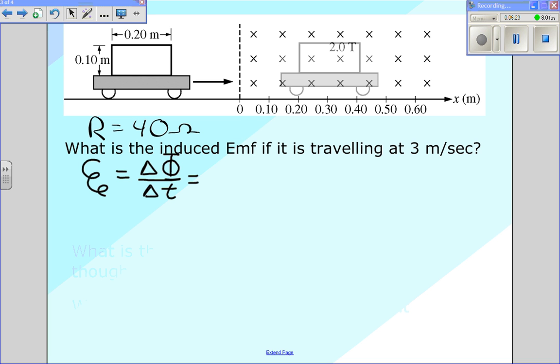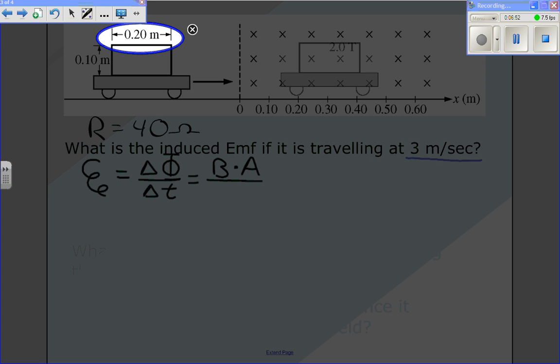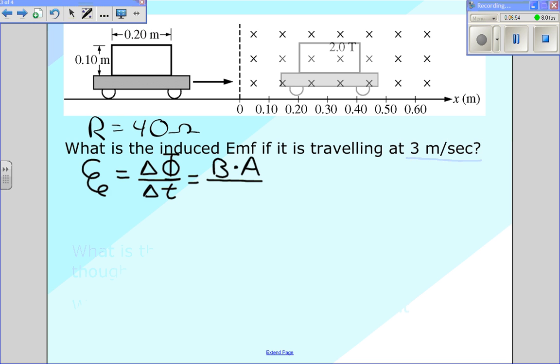So, change in flux. There's no flux at the beginning, a lot of flux at the end, and so the change is simply going to be equal to that flux when it enters the magnetic field. That flux is equal to the magnetic field strength times the area of the loop. Now, the amount of time is a little bit trickier to get. What we have here is we know that the velocity is 3 meters per second, and we know right here that the length of the loop is 0.2 meters.